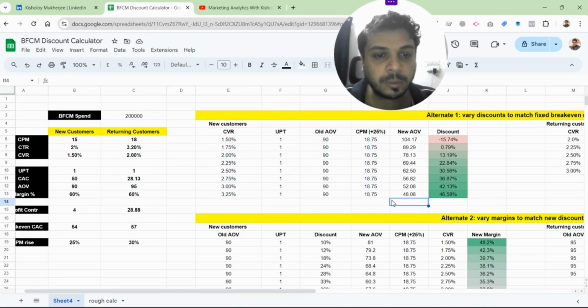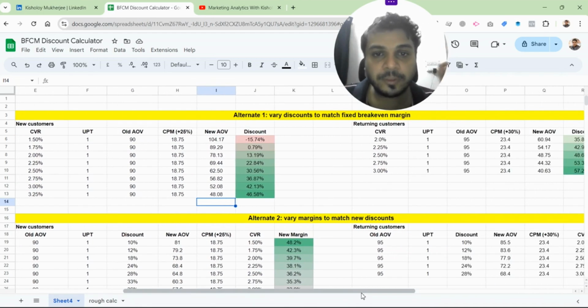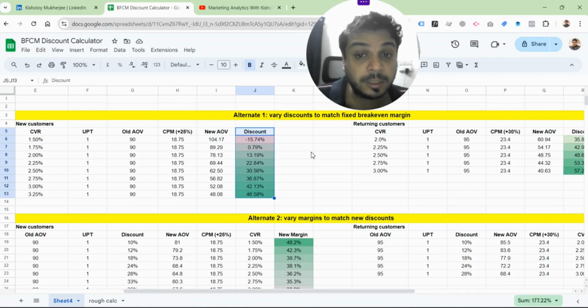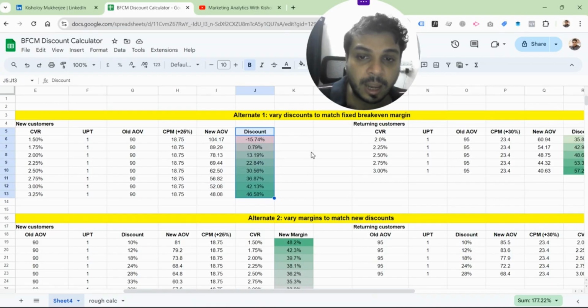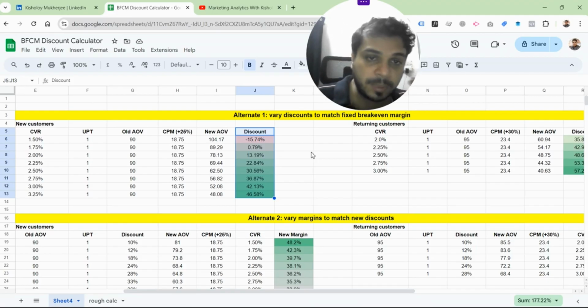So now we are going to talk about the two alternative methods, and I'm going to show how you can use the BFCM calculator. The first is to vary discounts to match the fixed break-even margin. What do I mean by that? In this case, you're going to have the discount as a variable. You're going to have different discount slabs, but in such a way as to always meet the break-even margin, which has been kept fixed.